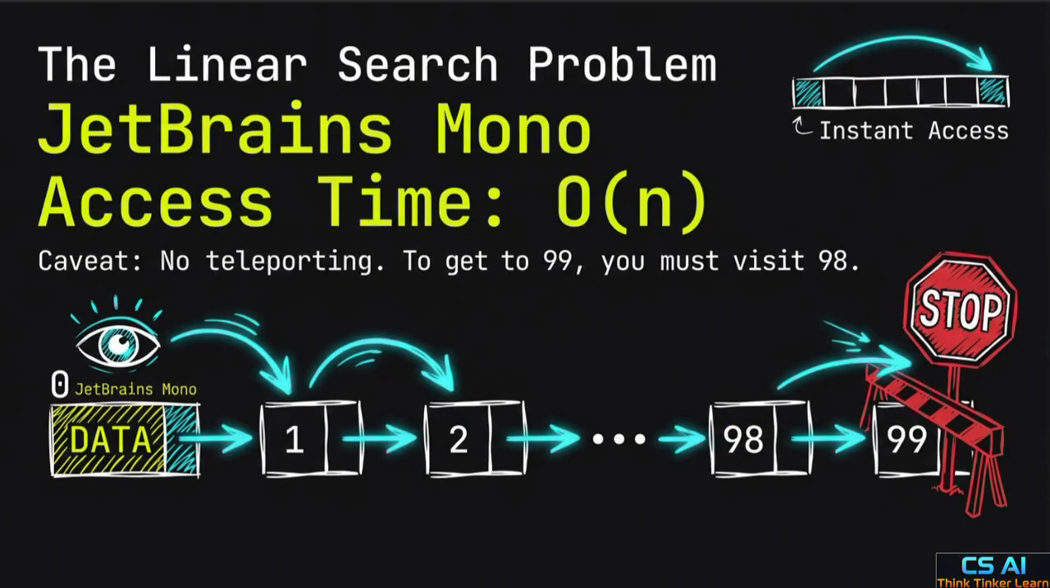This brings us to the linear search problem, leading to a time complexity of O(n). In a linked list, there's a crucial caveat: no teleporting. To get to, say, node 99, you must start from the beginning and sequentially visit 98 other nodes before it. You literally have to follow the pointers one by one, like walking a path. Unlike arrays, where you can instantly jump to an index, linked lists require this linear traversal. This means that accessing a specific element takes time proportional to the position in the list, making it an O(n) operation in the worst case.